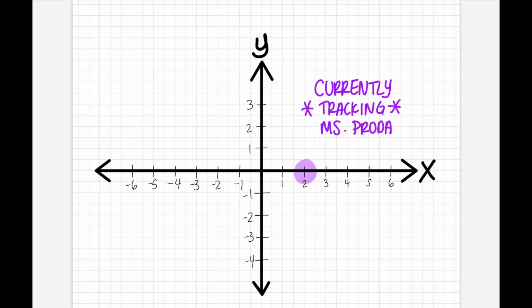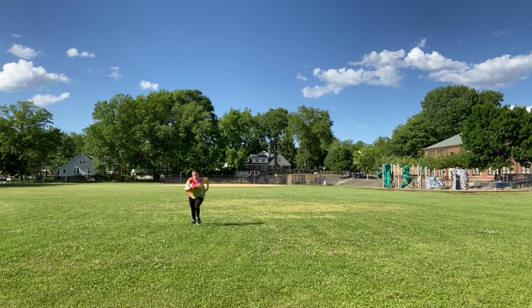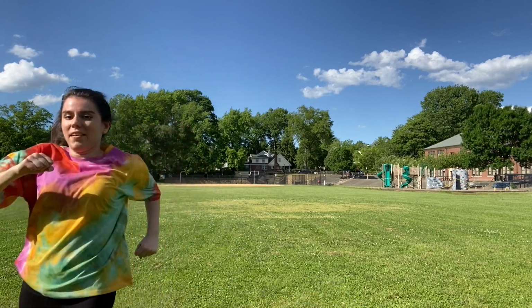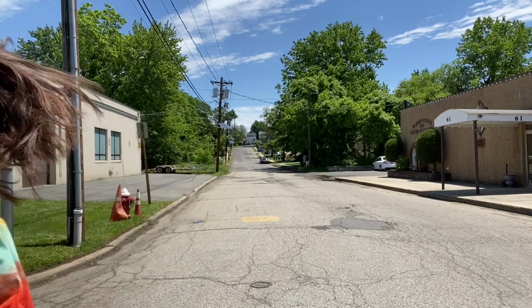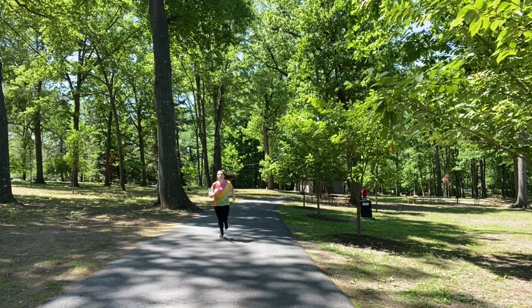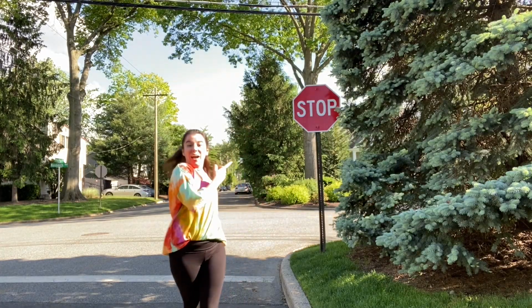Have your thoughts and answer in your head. Let's see what Miss Proto does. I'm here. Now I need to go to -4 on the y-axis. Point which way I should run. If you said that way, you are correct. I made it!